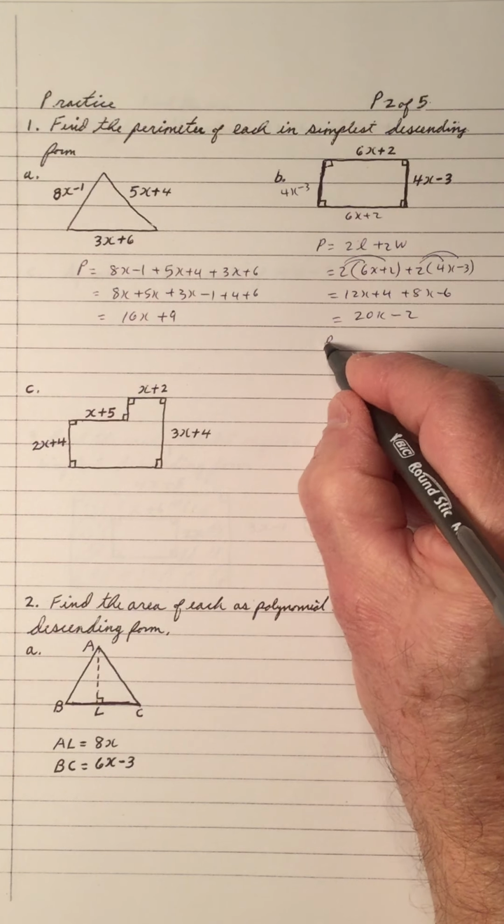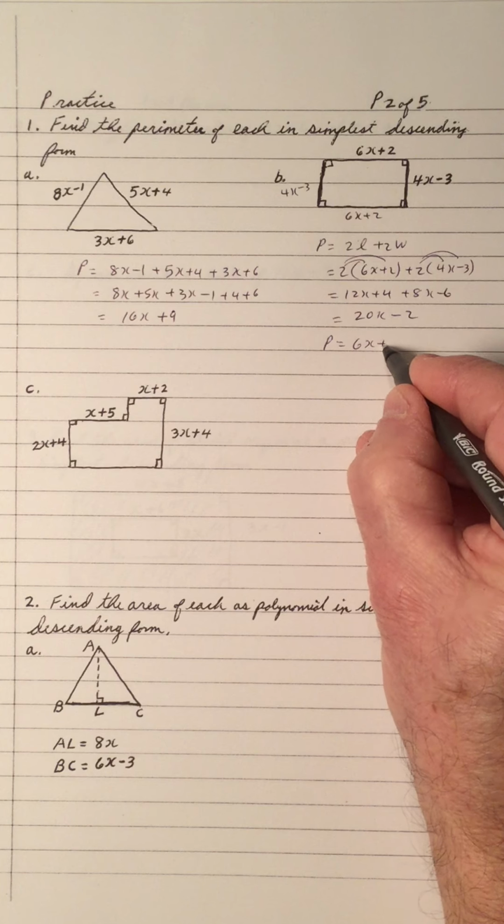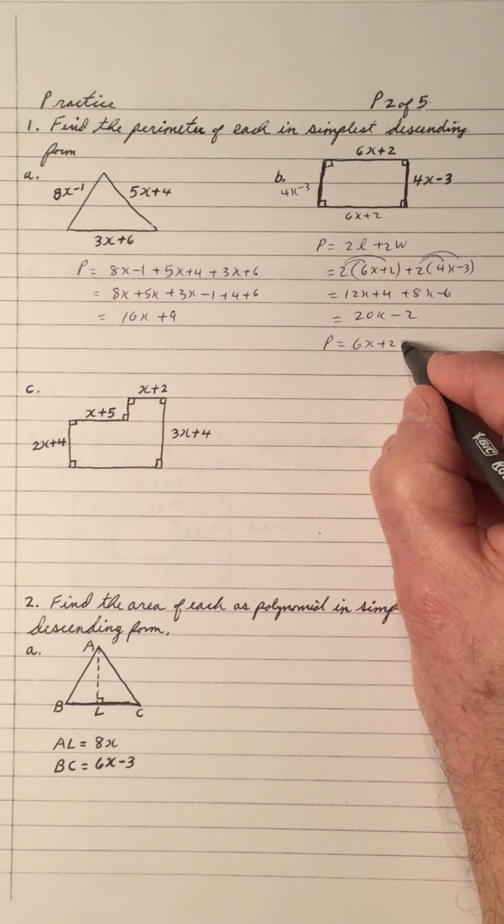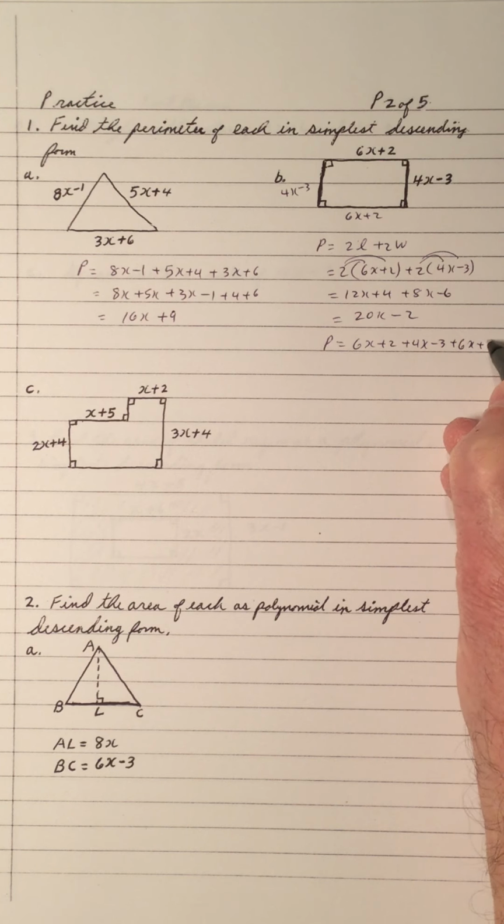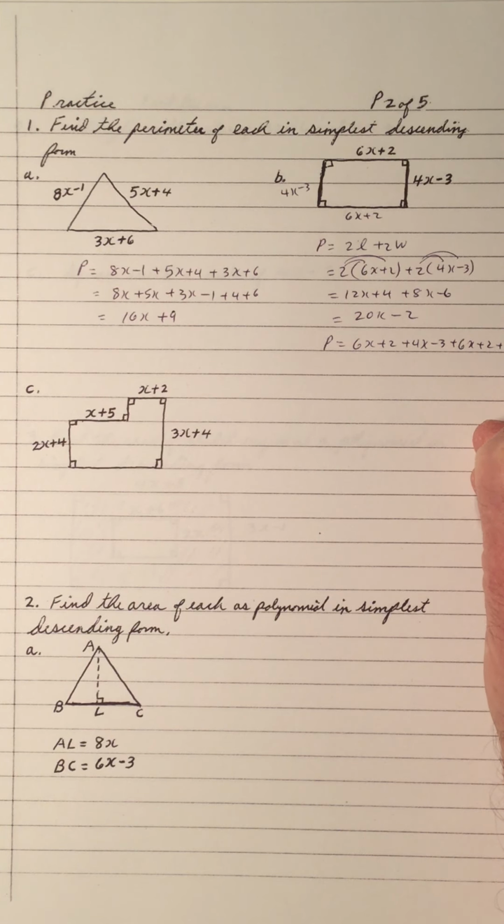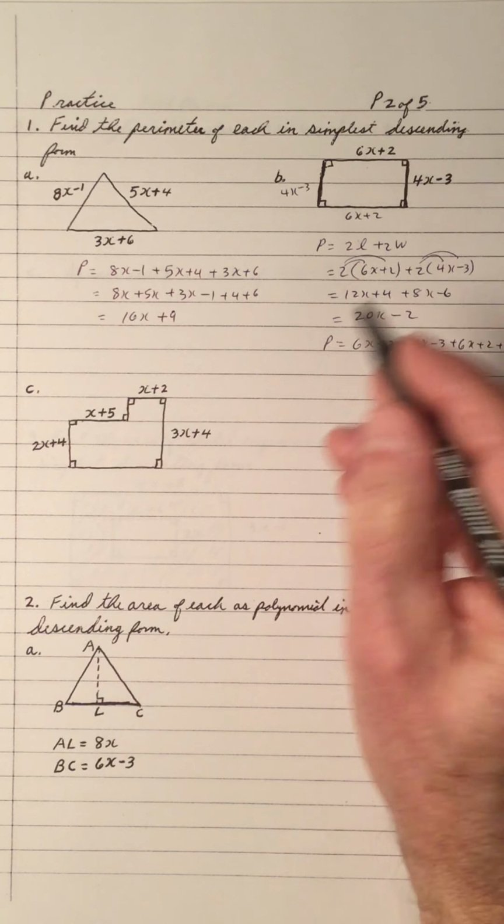The other way to do perimeter would be to go 6x plus 2, add on 4x minus 3, add on 6x plus 2, add on 4x minus 3, and add all of them up and you get it.